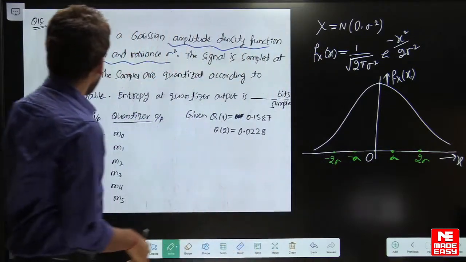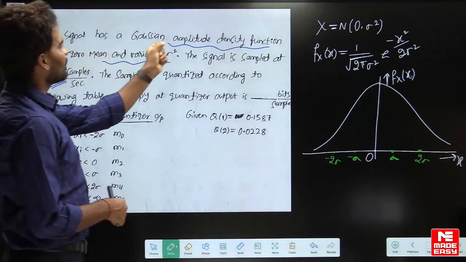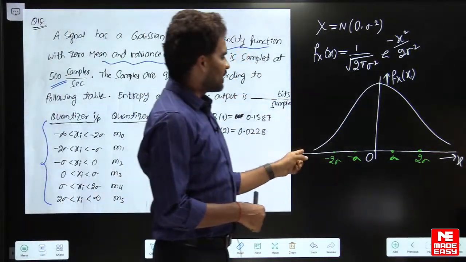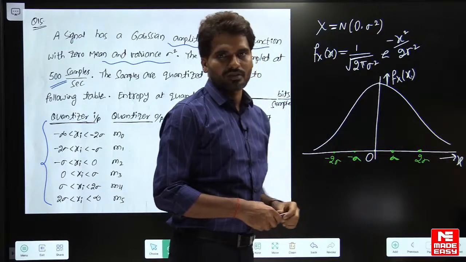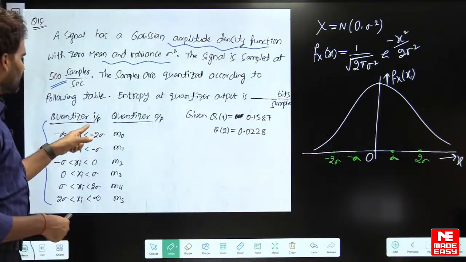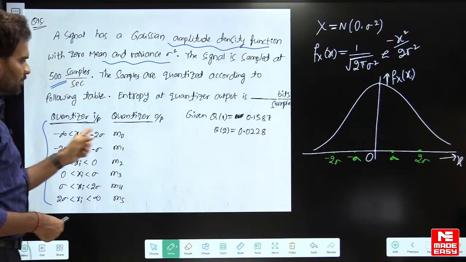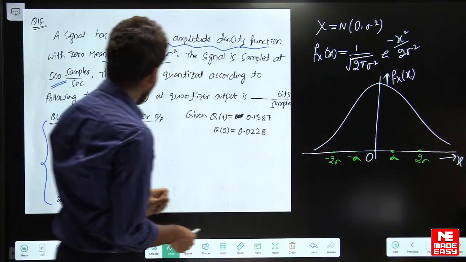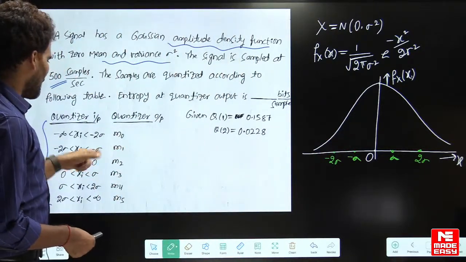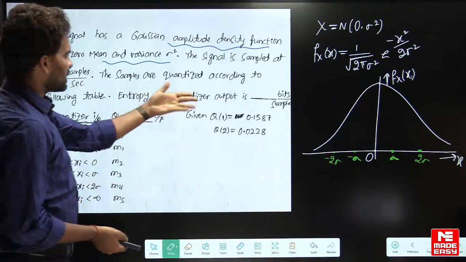If the x value is between minus infinity and minus 2 sigma, the amplitude of this random signal can be any value between minus infinity and infinity. So if that x value is between minus infinity and minus 2 sigma, it is quantized to m naught, and if it is between minus 2 sigma and minus sigma, it is quantized to m1, like this. Now what we have to find is the entropy at the quantizer output.